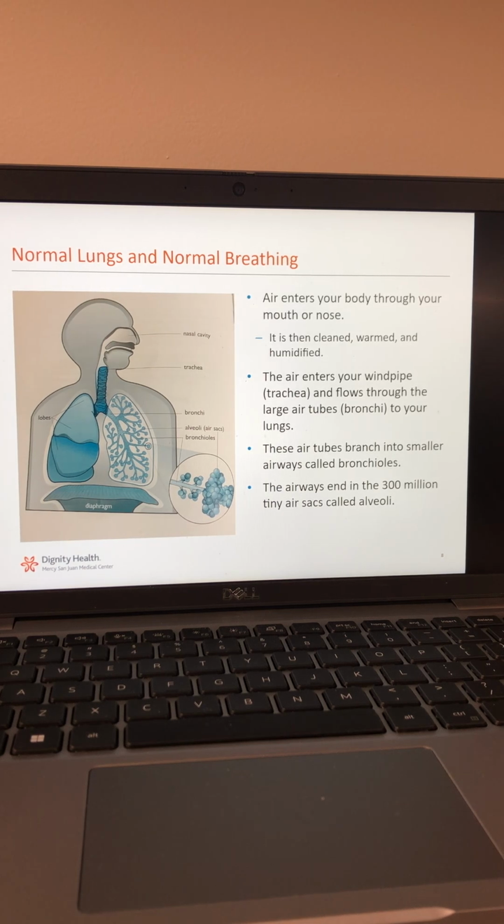With normal lungs and normal breathing, air enters your body through your mouth or nose. It's then cleaned, warmed, and humidified. The air enters your windpipe or your trachea and flows through the large air tubes or the bronchi to your lungs. These air tubes branch into smaller airways called bronchioles, and the airways end in the 300 million tiny air sacs called alveoli. If you were to take all the alveoli out of your body, lay it on a flat surface, it would cover more than a tennis court.